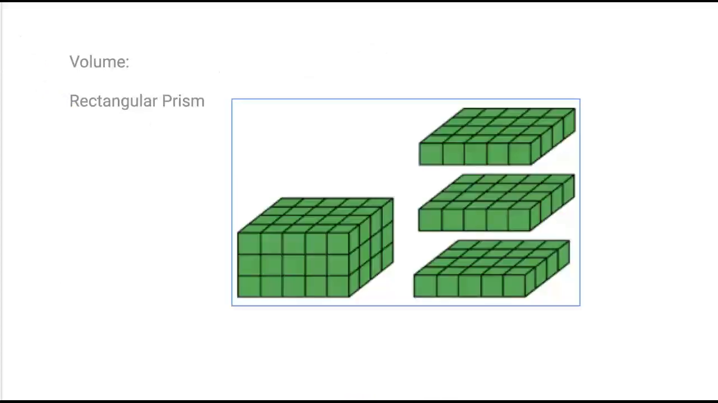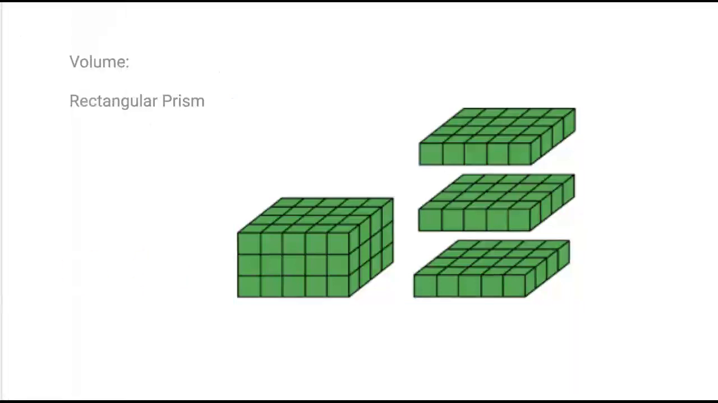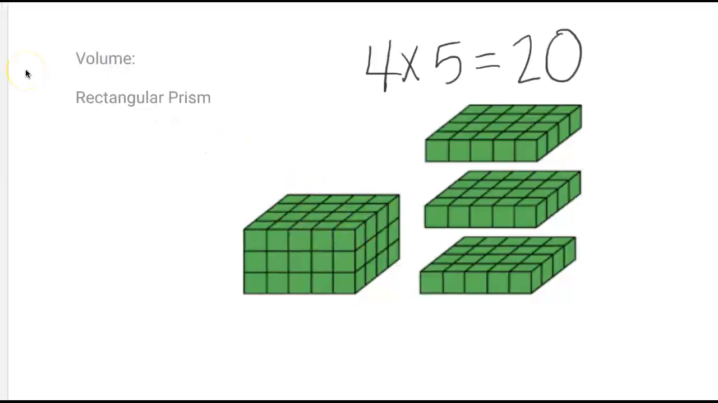This picture right here really does a nice job of showing us how we can take a rectangular prism and break it into separate layers. In this case, there are 3 layers in this rectangular prism, and it looks like each layer contains 1, 2, 3, 4 by 1, 2, 3, 4, 5 cubes. Let's write a multiplication expression to find the volume of this top layer here. The expression 4 multiplied by 5 gives us the volume of each of these 3 layers, and that's 20.